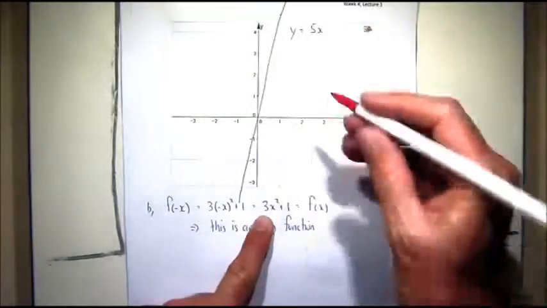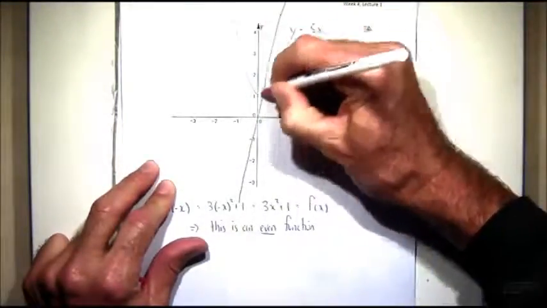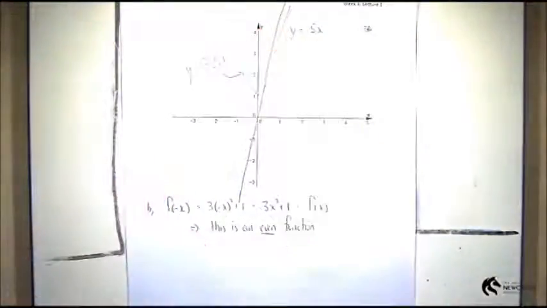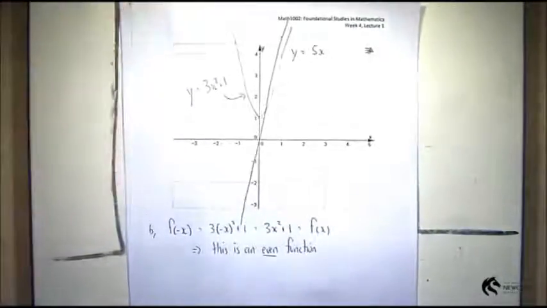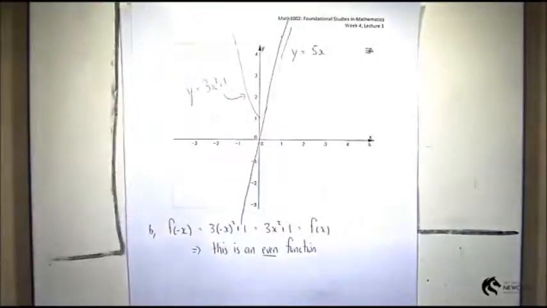So this thing, I'm not very good at drawing parabolas, but anyway, it goes up like that on that side, and like this on this side. So that's the graph of y is equal to 3x squared plus 1. And that's not so easy to see up there. But this one is symmetric about the y-axis. And that's true of all even functions.